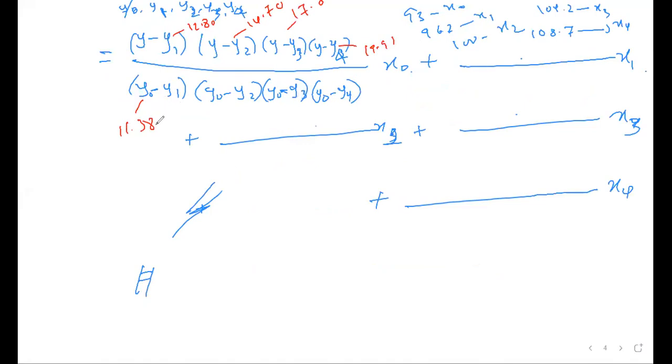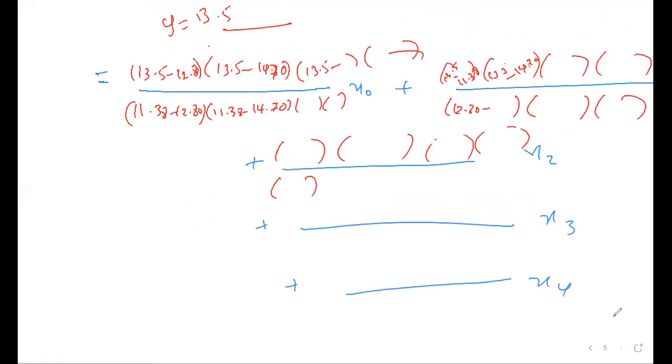Minus 11.38. Here you have to avoid the y1. Y1 is equal to 12.80. Here you have to avoid the value of 14.70. Here 17.07. Here the last one, 19.91. Okay, can you fill up this one and the rest? x naught is also known, so you can put that one too. That means this will be 93.0. Here you have 96.2.